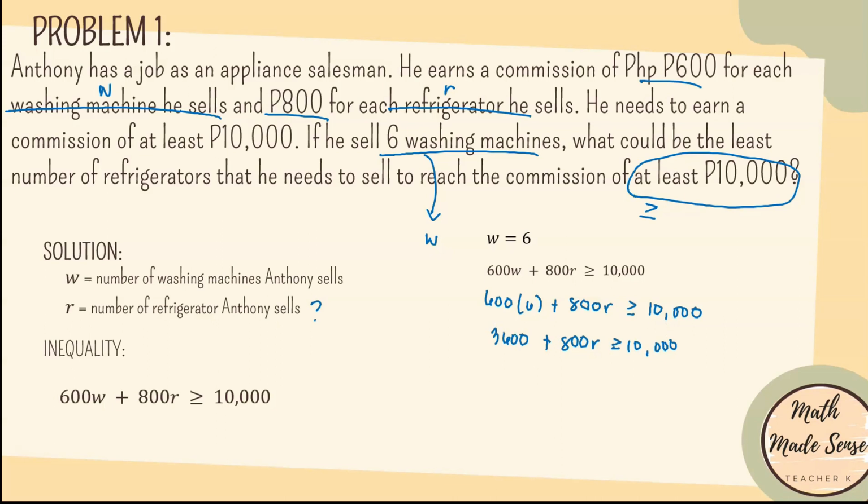Here, let's transfer 3,600 to the other side to combine like terms. What's left is 800R is greater than or equal to 10,000 minus 3,600, which is equal to 6,400. To find the value of R, the least number of refrigerators that he needs to sell, let's divide both sides by 800. Hence, R is greater than or equal to 6,400 divided by 800, which is equal to 8. So the least number of refrigerators that he needs to sell is 8.